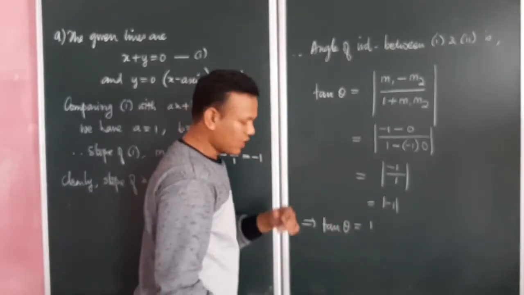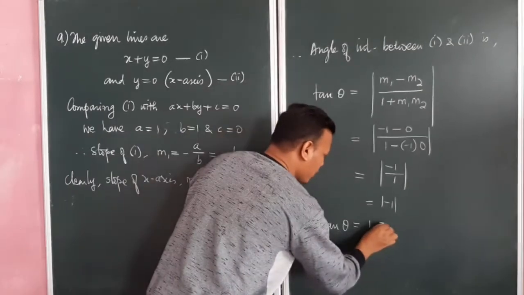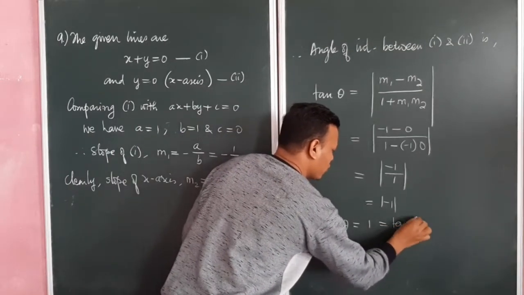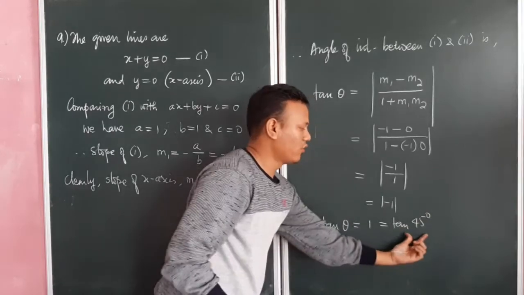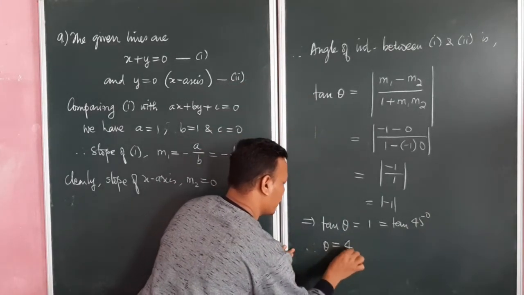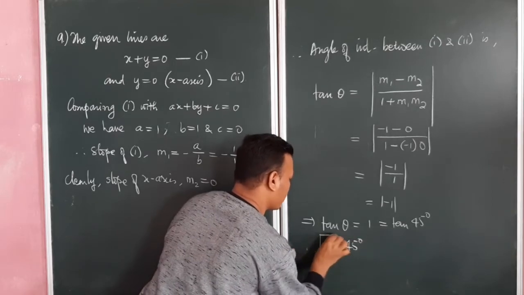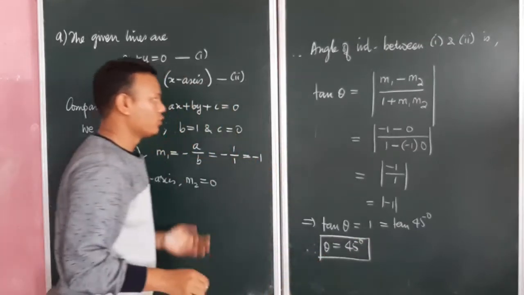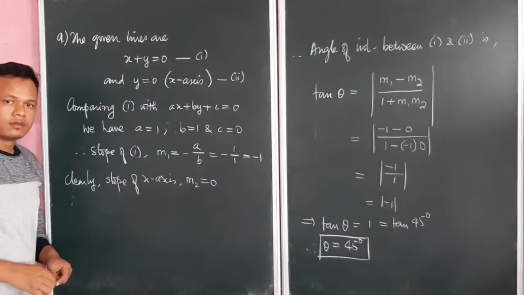This happens if my value for theta is 45 degrees, because we know that tan 45 is 1. So what is the angle of intersection? The angle of intersection will be 45 degrees. Alright, you may pause the video to note this down.